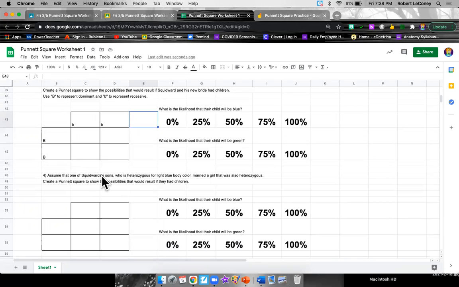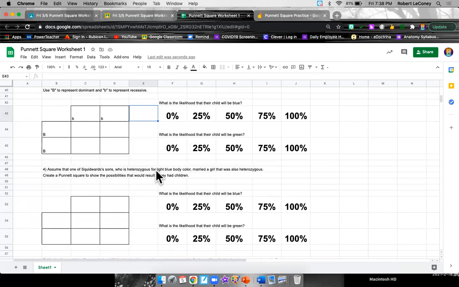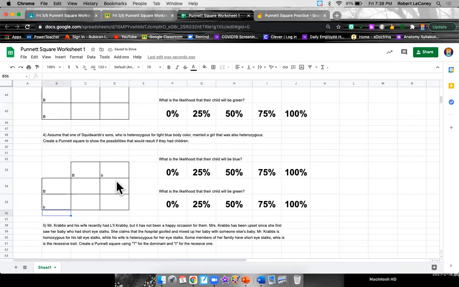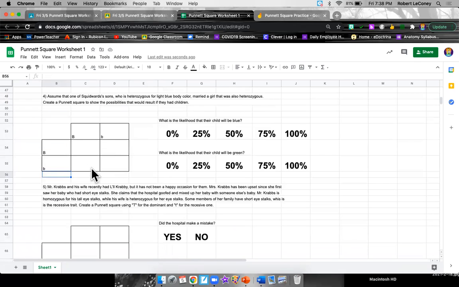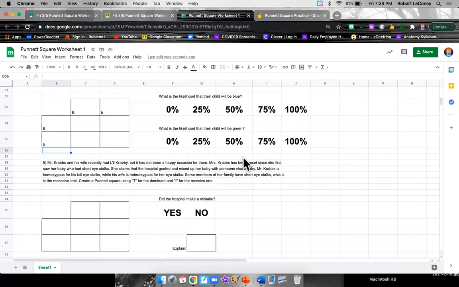Assume that one of Squidward's sons, who is heterozygous, big B, little b. Hetero means different, 2 different alleles, big B, little b, for his light blue, because the dominant light blue wins. And he married a girl who is also heterozygous, big B, little b. Create a Punnett square that shows those possibilities. So now fill them out and figure out the percentages.